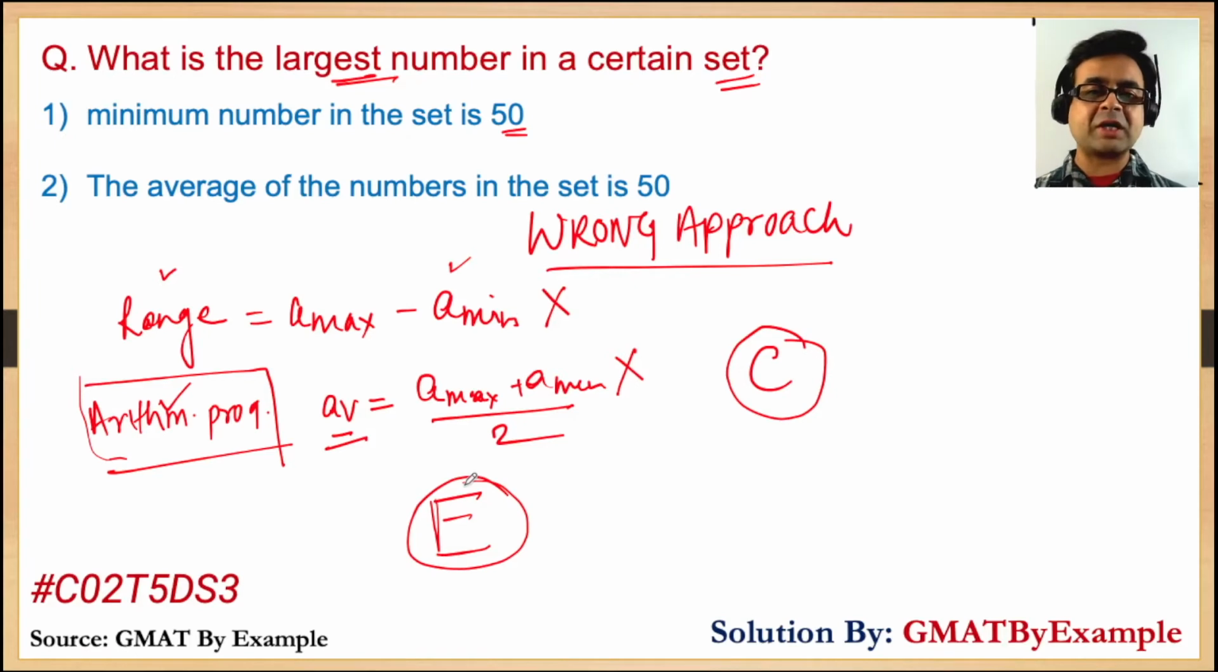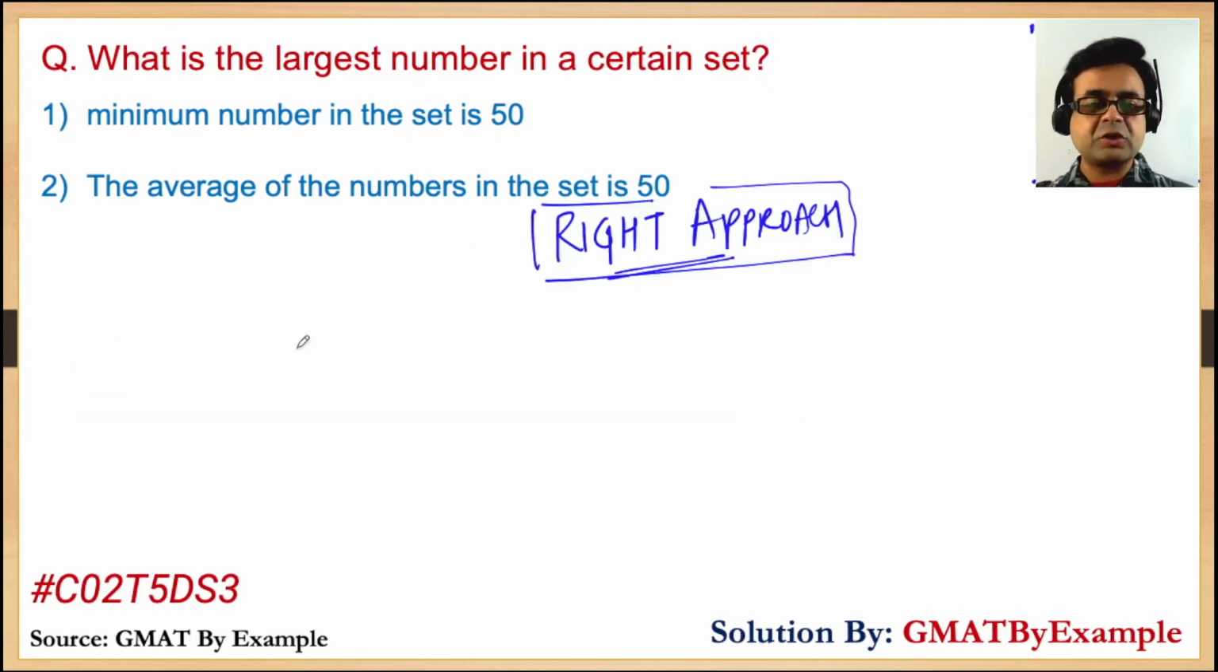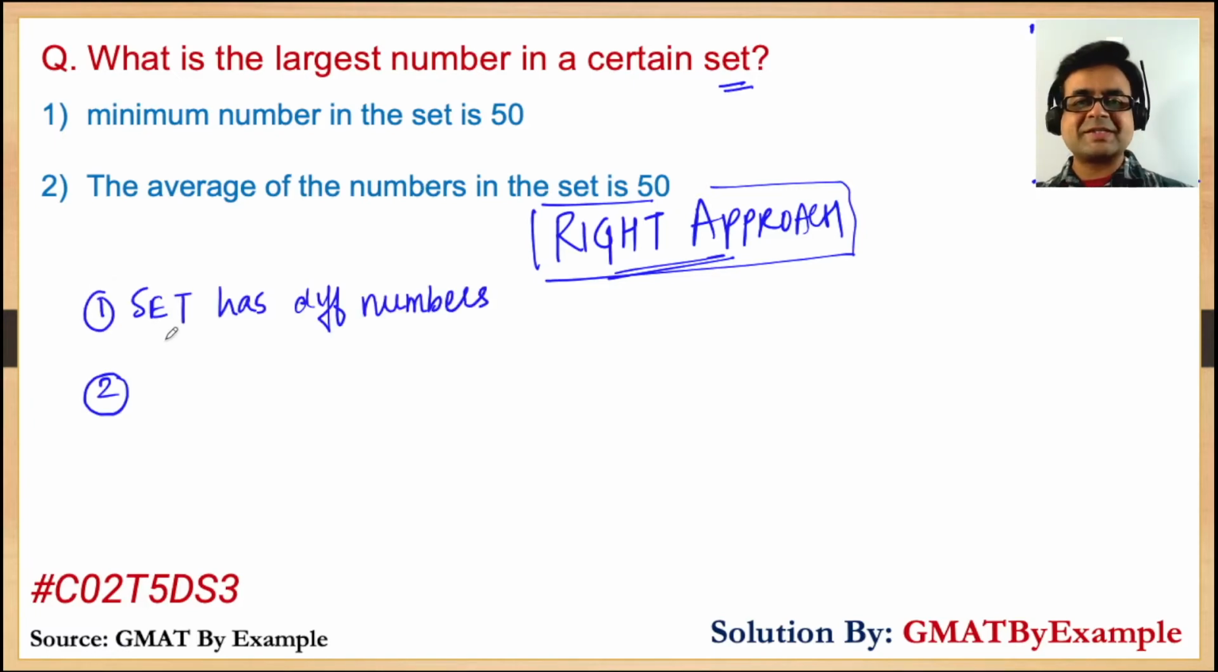Let's talk about the right approach to solve this question. So the right approach to think about this problem is the following. There has to be some significance of why it is given to be a set, for example. So one thing that you must know is that a set has different numbers. A set cannot have the same number. So that is number 1.